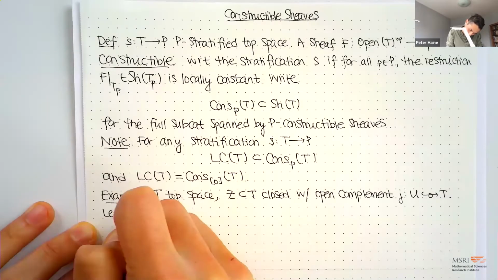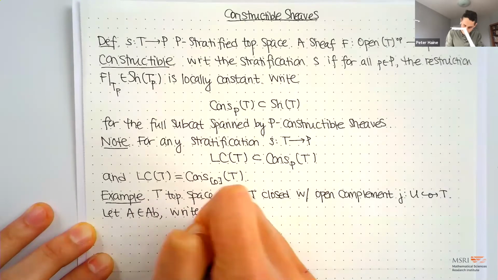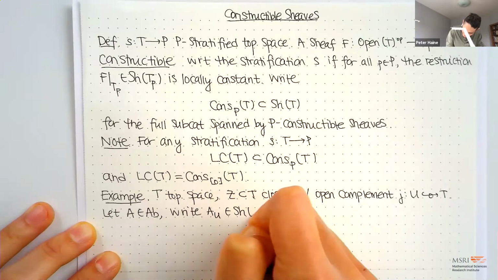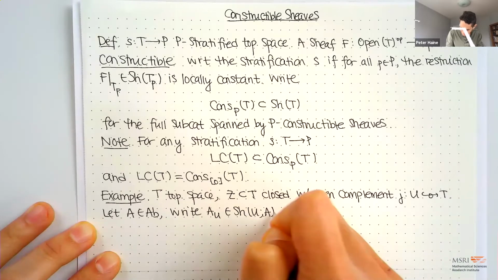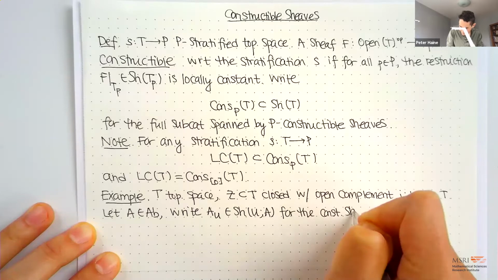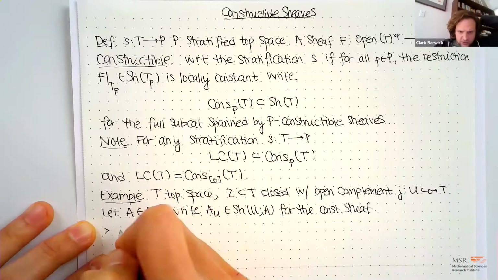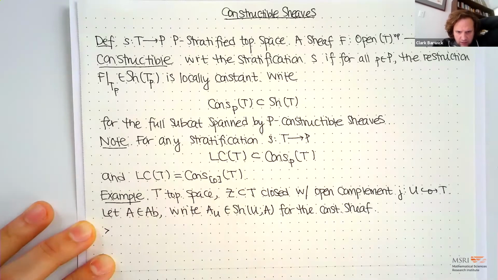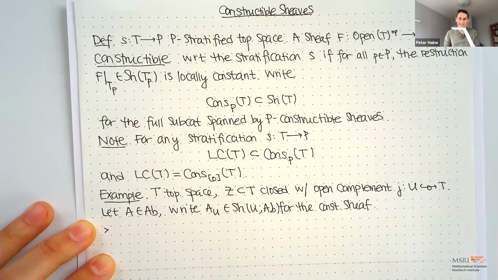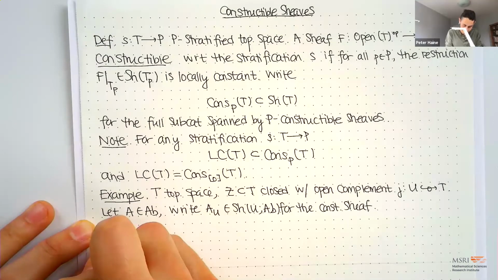And let A be an abelian group and write A sub U in sheaves of abelian groups on U for the constant sheaf. Then this is a sheaf valued in AB, right? Oh yeah, sorry, AB, not in A. That doesn't make sense.